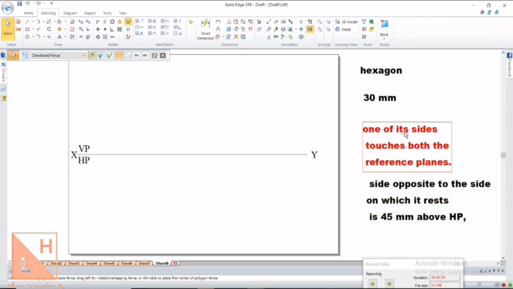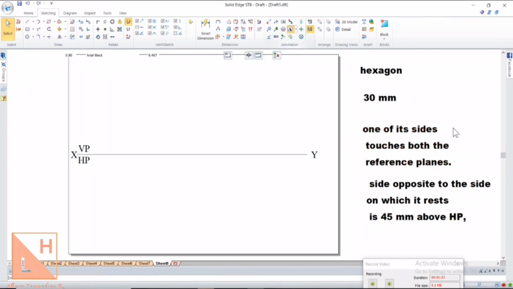Instead, it says that one of the sides touches both the reference plane. So when we say both the reference plane, it means both VP as well as HP. So one of the sides is resting on both the planes. Now when it is given with respect to both the planes, we can't decide whether to draw it on VP or on HP. So this condition is not useful at the moment for deciding where to draw the plane figure.